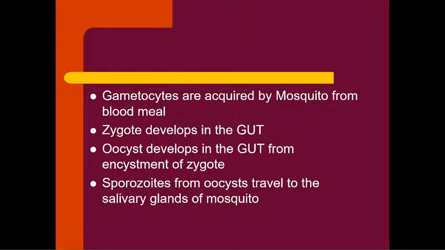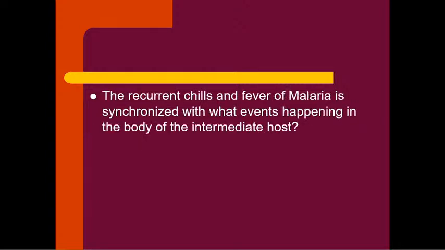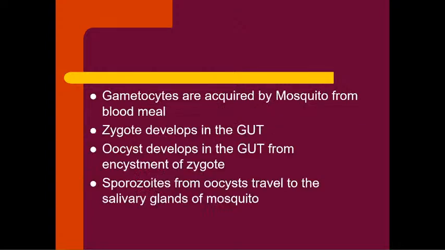And then after some time, sporozoites will be released and travel to salivary organs, to the salivary glands of the mosquito. Okay? They are usually brought in via the blood flow or the tissue fluid flow to the saliva of mosquitoes. Okay? Clear? Clear ba? So, huwag nyo kalimutan lang yung life cycle. Okay?